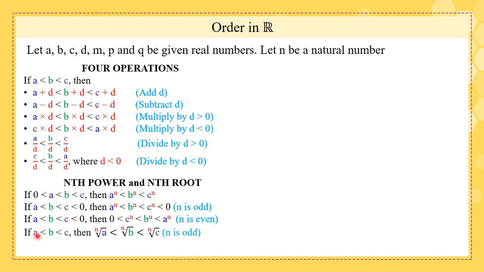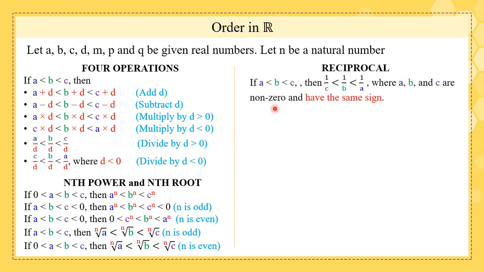Now, if A is smaller than B smaller than C, then we can say that the nth root of A is smaller than the nth root of B is smaller than the nth root of C. This happens if n is odd, whereas we can say that the nth root of A is smaller than the nth root of B is smaller than the nth root of C if n is even, providing that all the real numbers are positive.